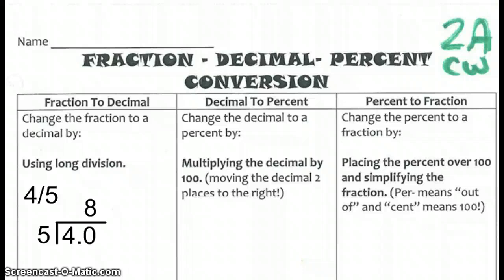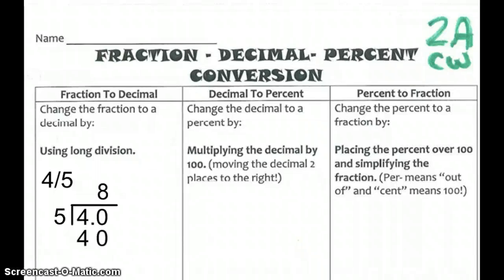Now we're going to multiply. 5 times 8 is 40. So we'll multiply and place the 40 under the 4.0. Right now we're just ignoring the decimal point. The next step is to subtract. 40 minus 40 equals 0. So now we know we're finished.